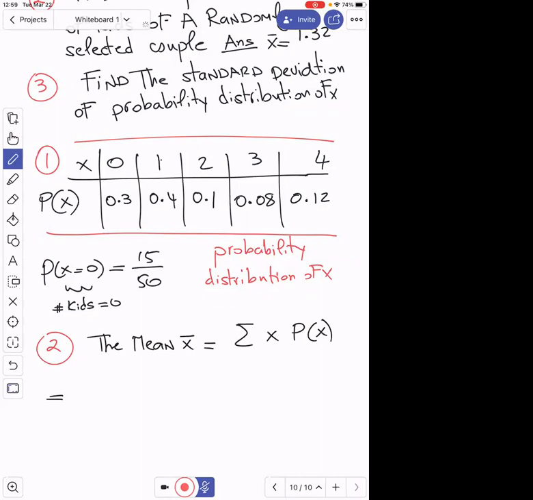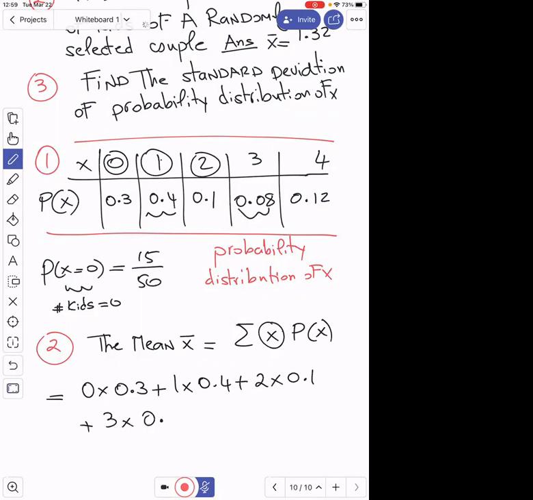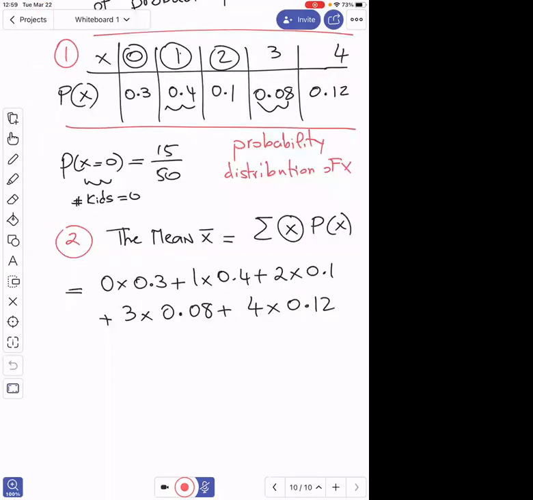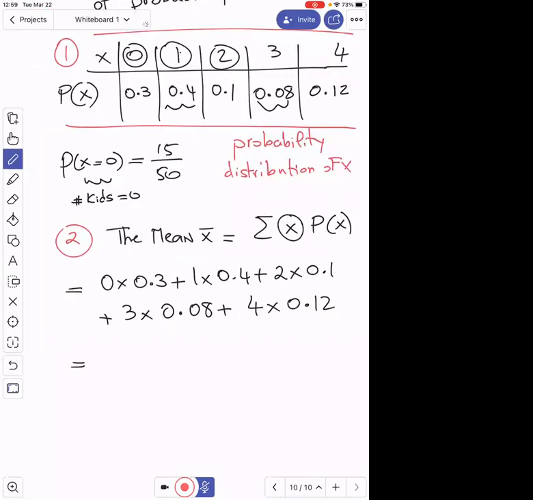So first value of X is 0. So it's 0 times the probability that X is 0, that's 0.3, plus next value of X is 1, multiplied by its probability, which is 0.4. So 1 times 0.4. Next value of X is 2, multiplied by 0.1, etc. Right? So 3 times 0.08, and then 4 times 0.12. Okay. So PEMDAS rule, of course, multiplication first.